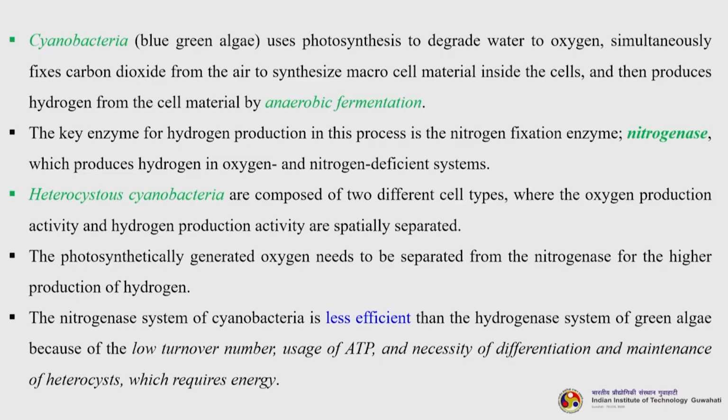Heterocystous cyanobacteria are composed of 2 different cell types, where the oxygen production activity and the hydrogen production activity are spatially separated. The photosynthetically generated oxygen needs to be separated from the nitrogenase for higher production of hydrogen, otherwise it will inhibit it. The nitrogenase system of cyanobacteria is less efficient than the hydrogenase system of green algae because of the low turnover number, the use of ATP that is continuously produced and consumed, and the necessity for differentiation and maintenance of heterocysts, which requires a lot of energy.